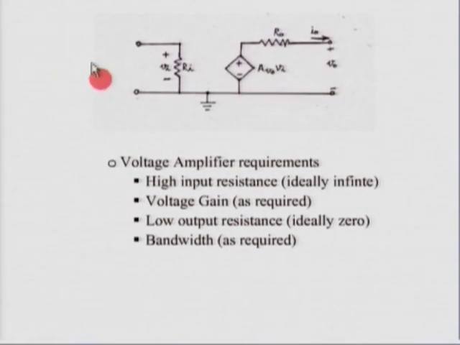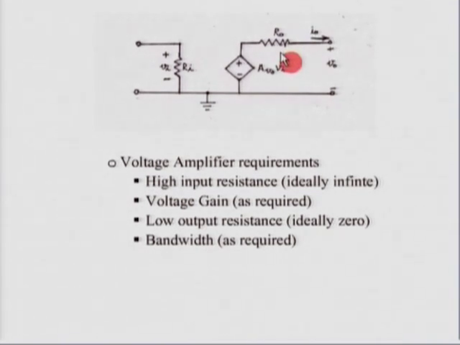Now, we would connect an input to the voltage amplifier, and what we want is the entire voltage should develop across Ri, which means that this Ri, the input resistance, must be as high as possible. Ideally, it should be infinite. The voltage gain could be as we require. Coming to the output resistance, that resistance should be as small as possible.